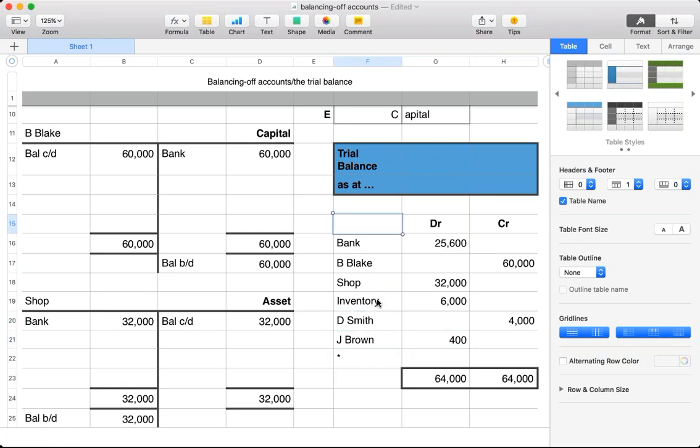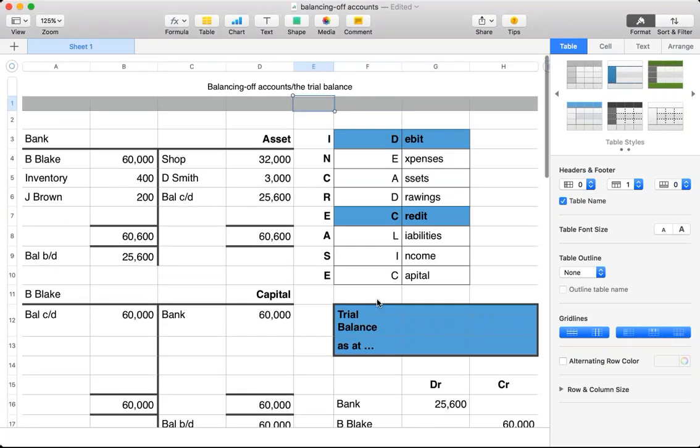Okay then, so bang on half an hour, which is about what I thought. So hopefully that's helped. That's the trial balance. I'll move back to the top of the screen now.